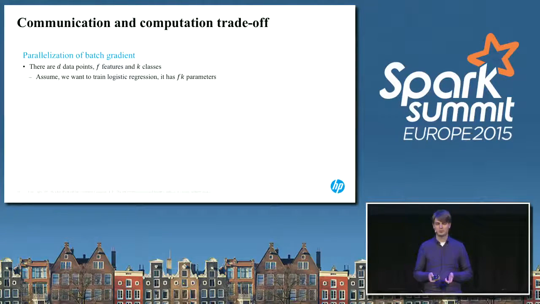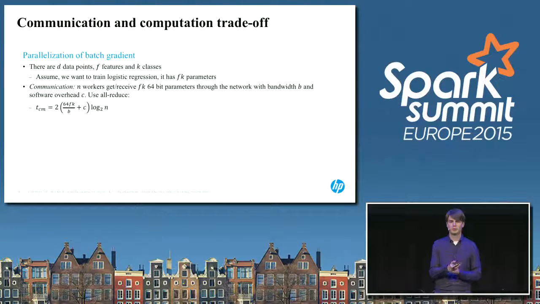Assume that in our data set there are D data points, and each point has F features, and there are K classes. And for simplicity, let's assume that we want to train a logistic regression classifier. It has F times K parameters. So what would be the communication for this case? There are N workers, and they get and send FK 64-bit parameters through the network. The network has bandwidth B and software overhead C for sending or receiving a message. And we can get the following formula.